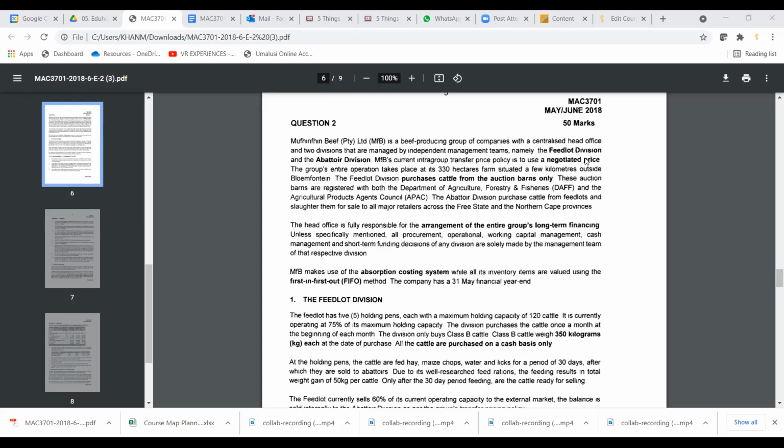Okay. Then they say the head office is fully responsible for the arrangement of the entire group's long-term financing. That's very, very important. This has an impact on performance management, but we will use the same question for transfer pricing and performance management. We just see this performance management quickly. Just going to check quickly.